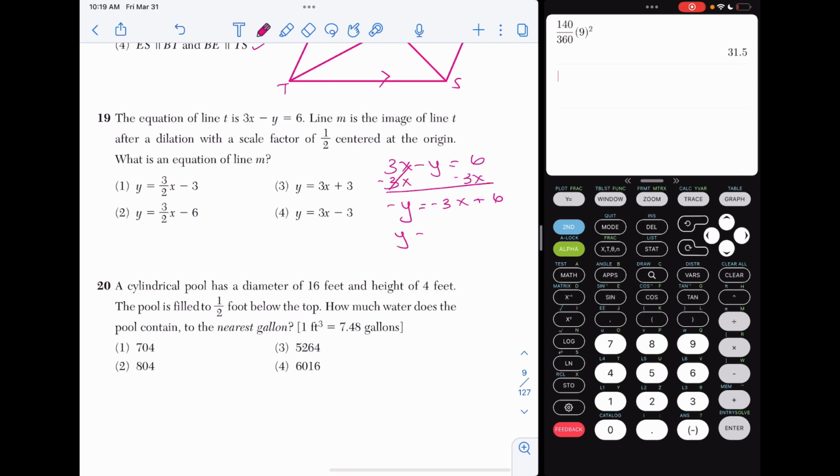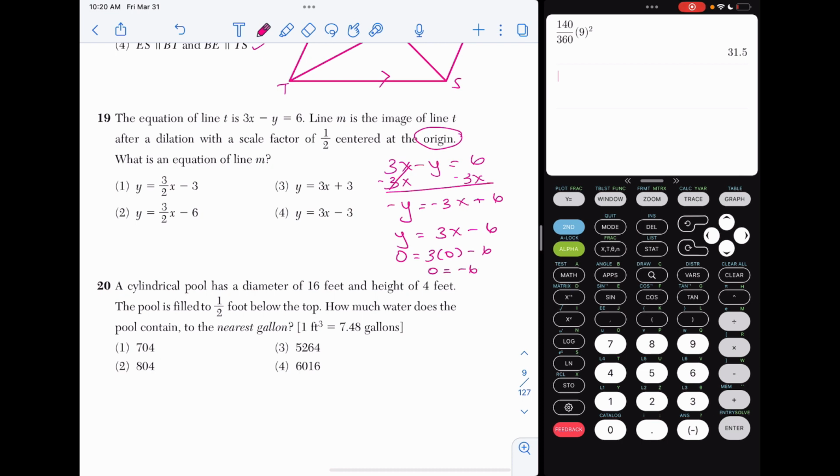And I'm going to divide everything by -1. Okay, once you have it in y equals form, look at whatever the center is, in this case the origin, and see if that point is on this line. Is the point 0, 0 on the line 3x minus 6? You might be able to say no automatically because we can tell the y-intercept is -6 and not 0. But let's verify.